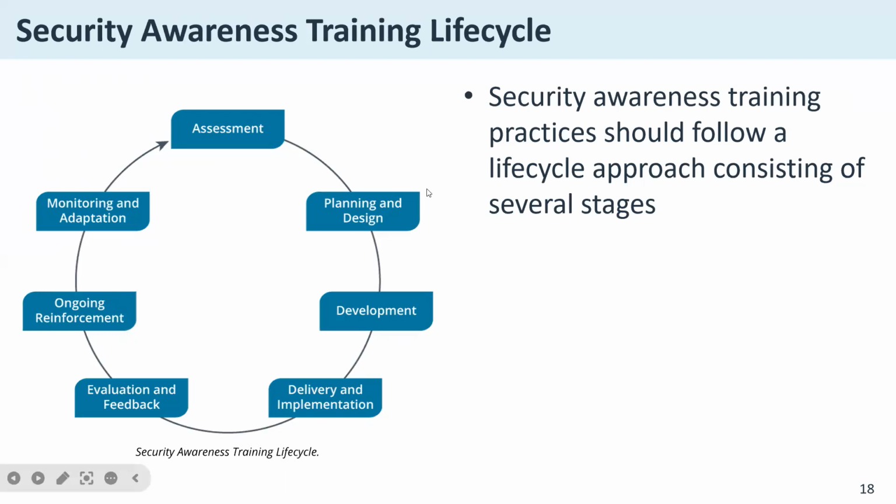Then you go into planning and design, then you develop, then you deliver and implement the training, then you do some feedback. After the training, you want to have a post-assessment, right? To see what they learned, what information they got from the training in terms of what they are to do and what they've been doing wrong, and how they intend to move to the next stage by reinforcing the learnings from the training.